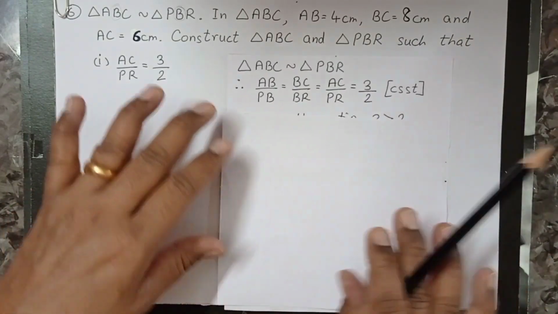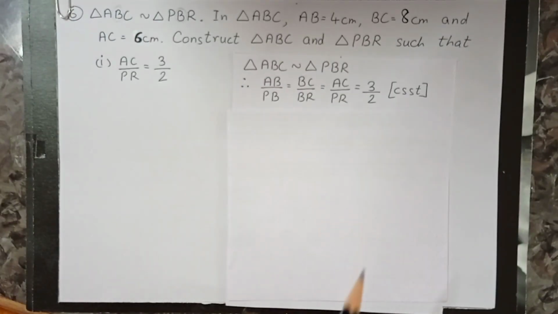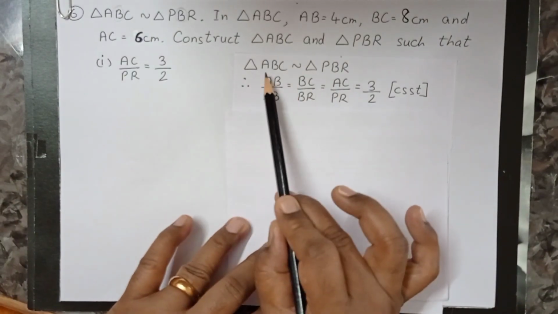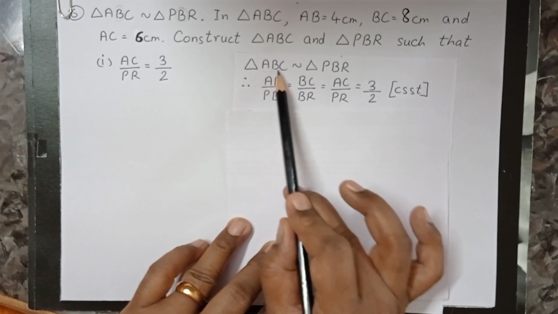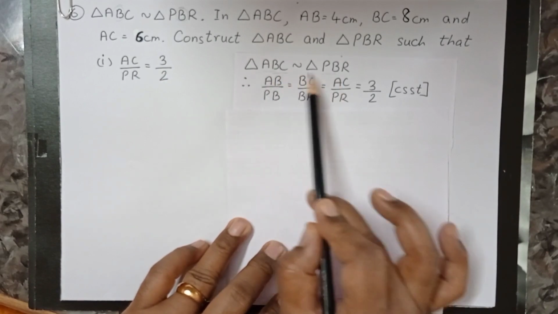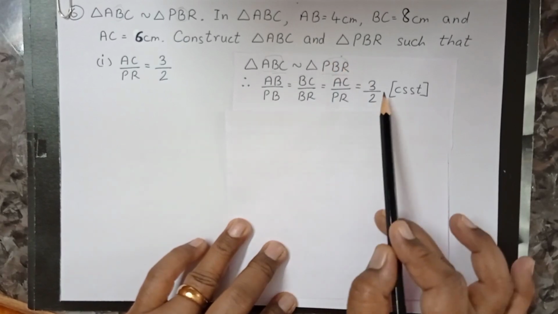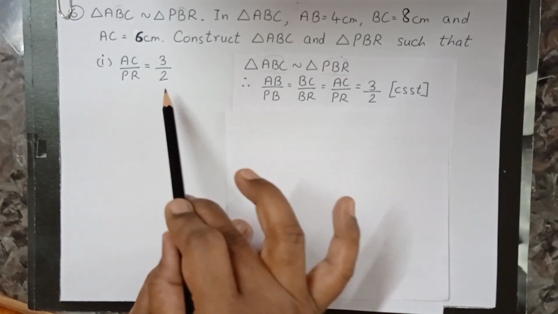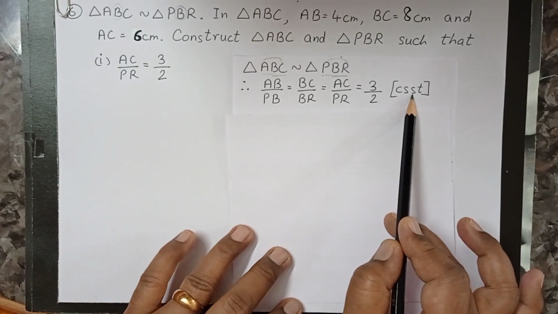This is the rough thought. You don't have to write this, but you should be knowing this in order to construct the triangle. It is given triangle ABC is similar to triangle PBR. Therefore, AB upon PB is equal to BC upon BR is equal to AC upon PR is equal to 3 upon 2 given in the question. Reason: corresponding sides of similar triangles.